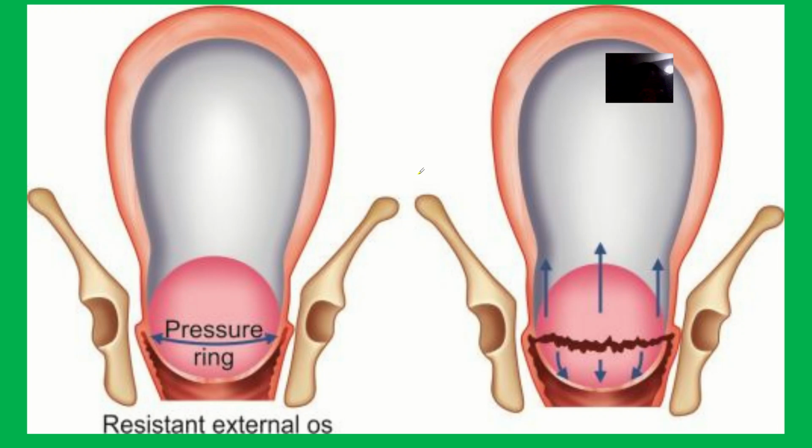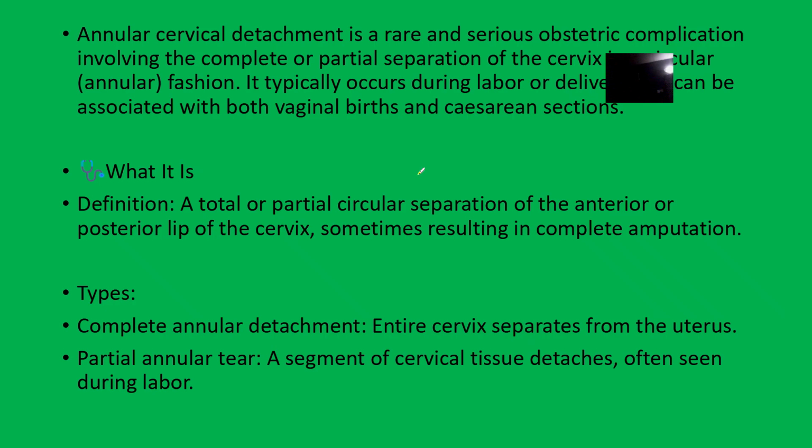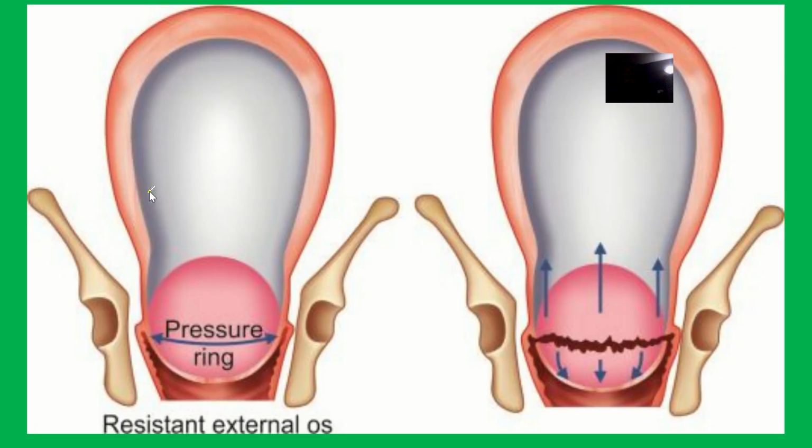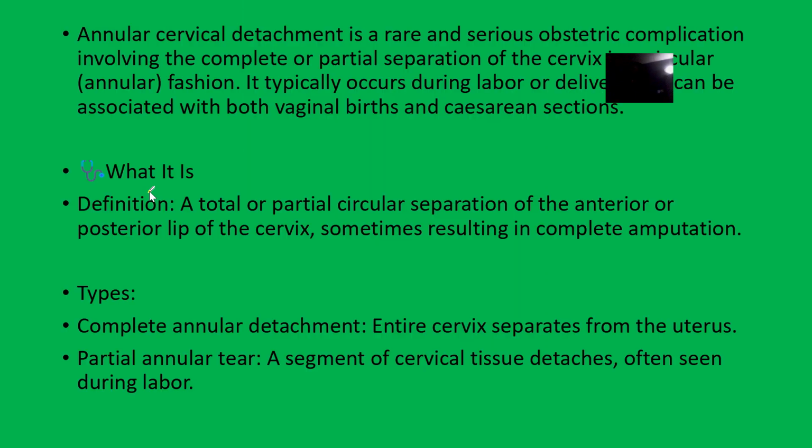So the annular cervical detachment of the cervix is a rare but serious obstetric complication. It involves complete or partial separation of the cervix in a circular, that's an annular, fashion. So there's a separation of the cervix. It typically occurs during labor or delivery and can be associated with both vaginal birth and cesarean sections.